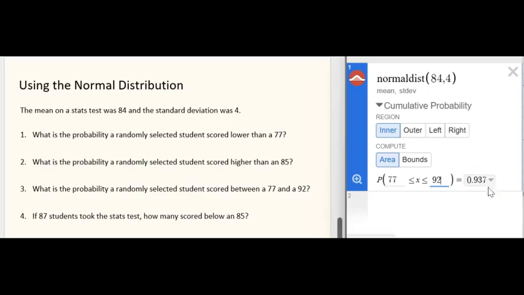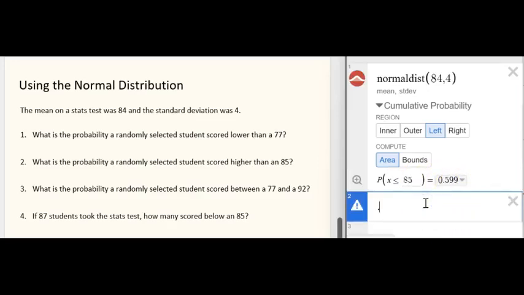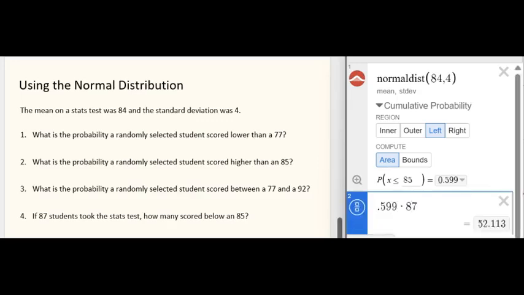Right? And then the last kind of question that we need to know is just like we did with 5A. If 87 students took the stats test, how many scored below an 85, right? So this is how many, not what's the probability, okay? So below 85 means I need left. So I need to the left of 85. And the probability is 0.599, okay? So to get how many, I'm going to do 0.599 times the 87 students who took the test, all right? And so about 52 of them would have got below an 85 on this test.